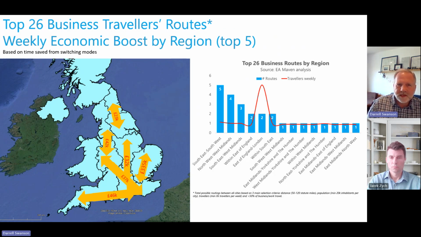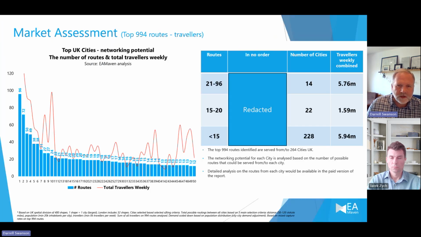So we looked at those top 26 business traveler routes, again, by region, and we have some of those routes there listed in terms of the number of potential routes. So again, significant opportunities for stimulation. Now, this chart is probably one of the most boring that we do, but it's actually the most telling in terms of the number of potential routes there. No points for guessing that London, Manchester, and Birmingham are in positions 1, 2, and 3. I think you would expect that anyway.